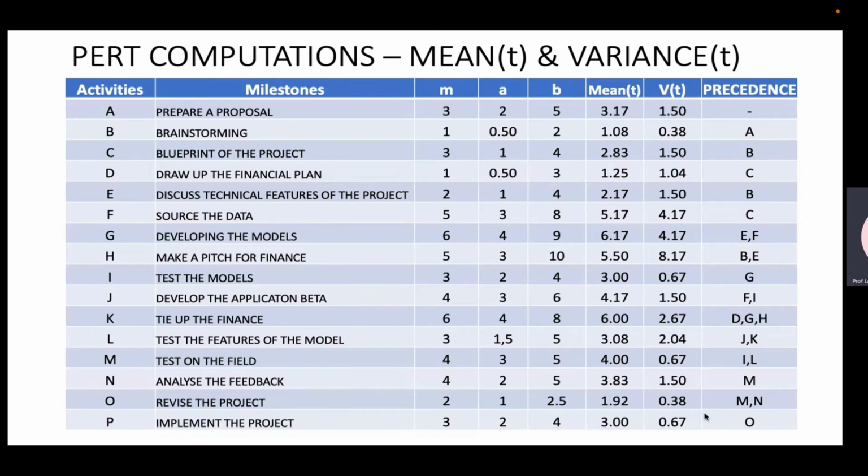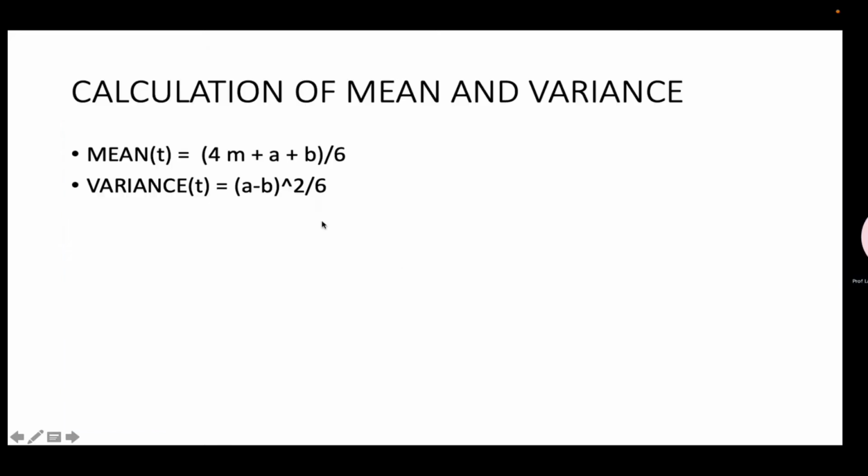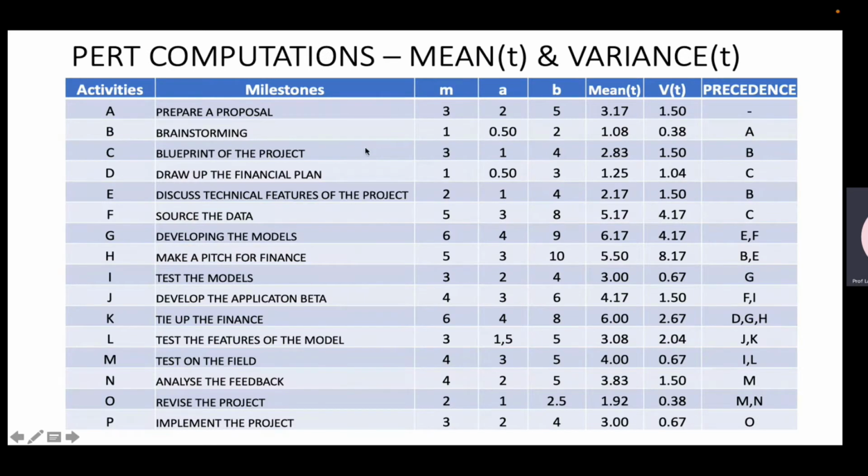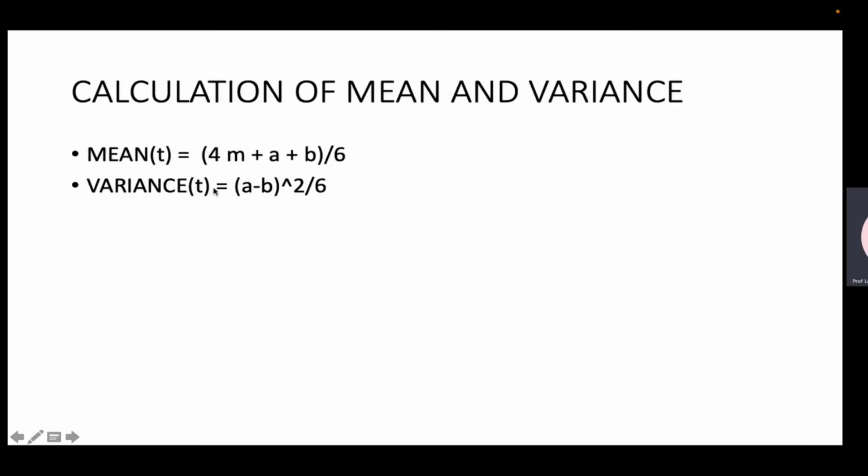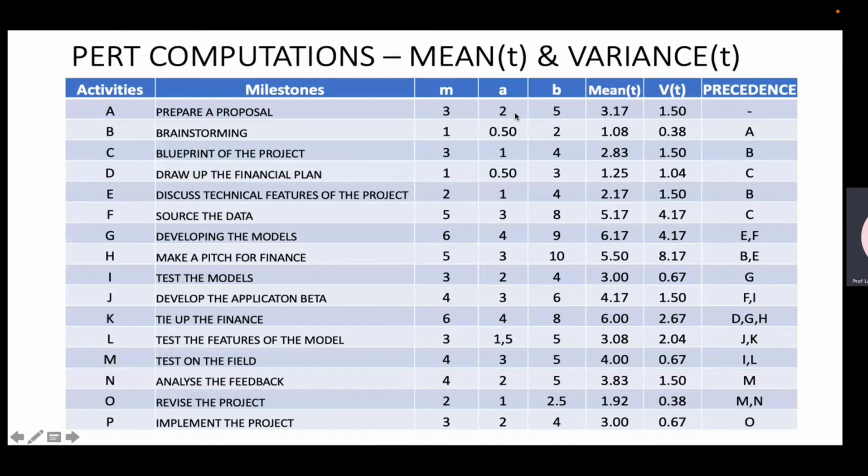So the mean would be 4 into 3, 12, 12 plus 2, 14, 14 plus 5, 19, 19 divided by 6 is 3.17. And then 4 into 1, 4, plus 4.5, plus 6.5, divided by 6 is 1.08. So for each activity, you'll calculate the mean using this formula. And for each activity, you'll calculate the variance also using this formula. So this formula will be 2 minus 5 the whole squared divided by 6 gives me 1.5.